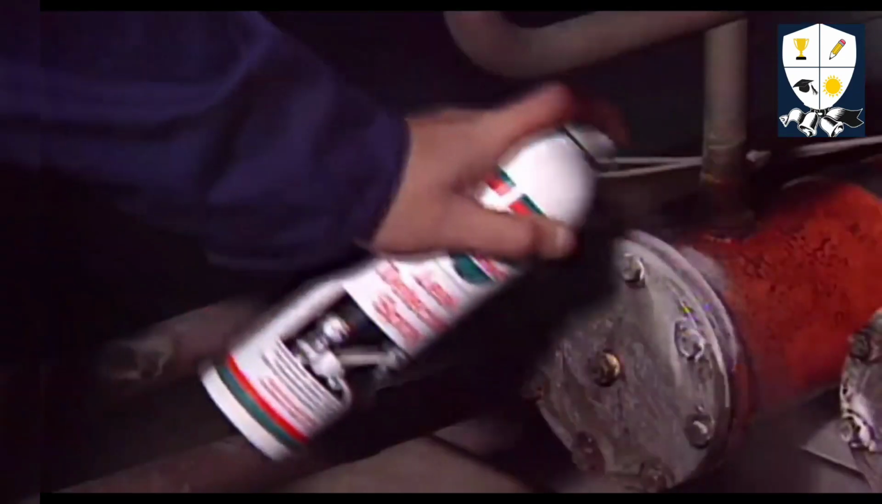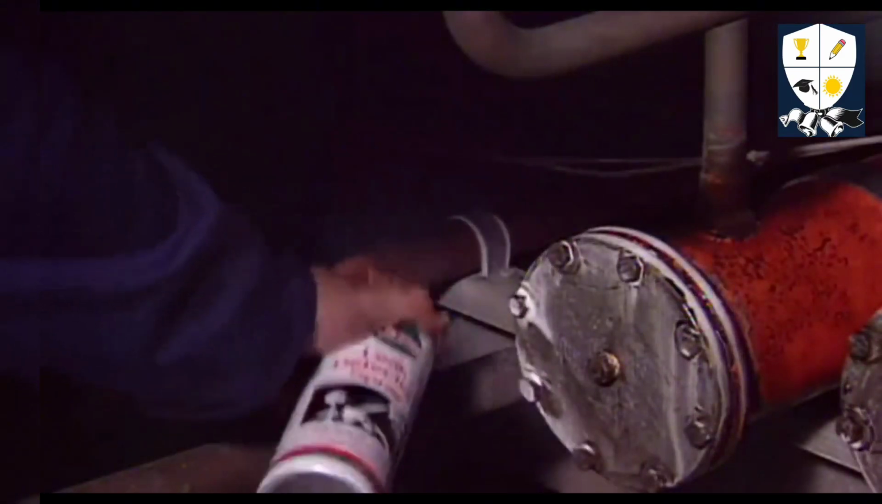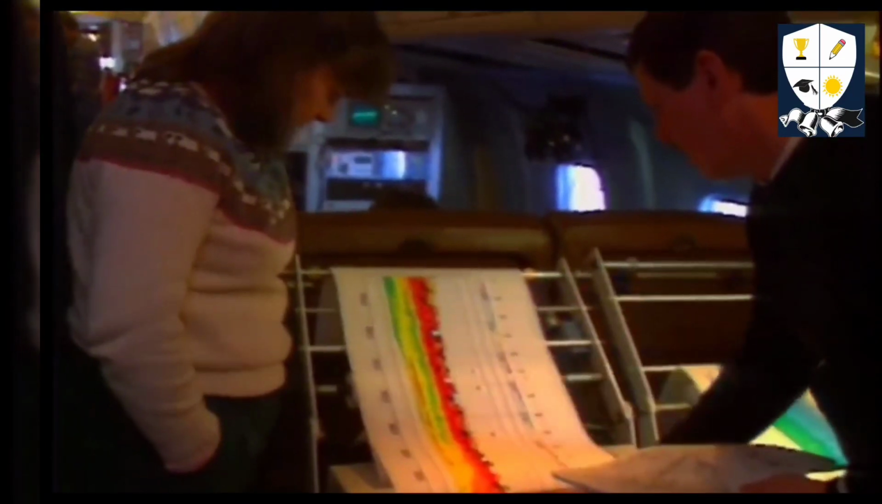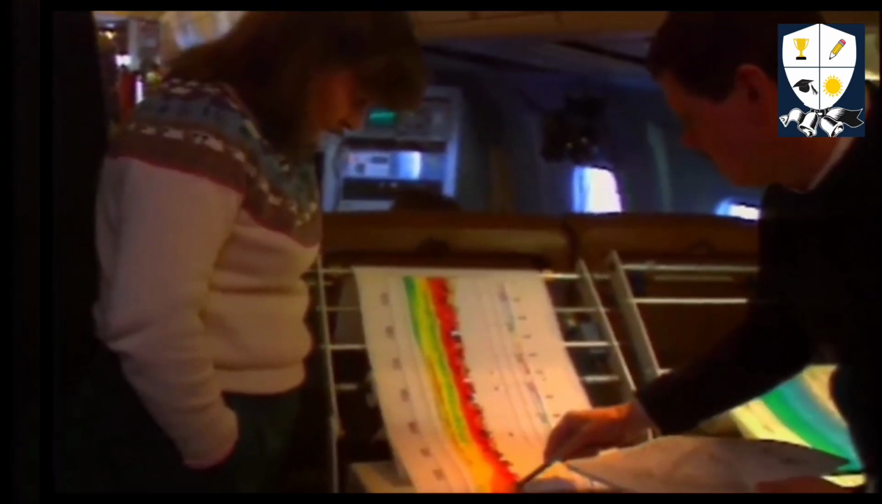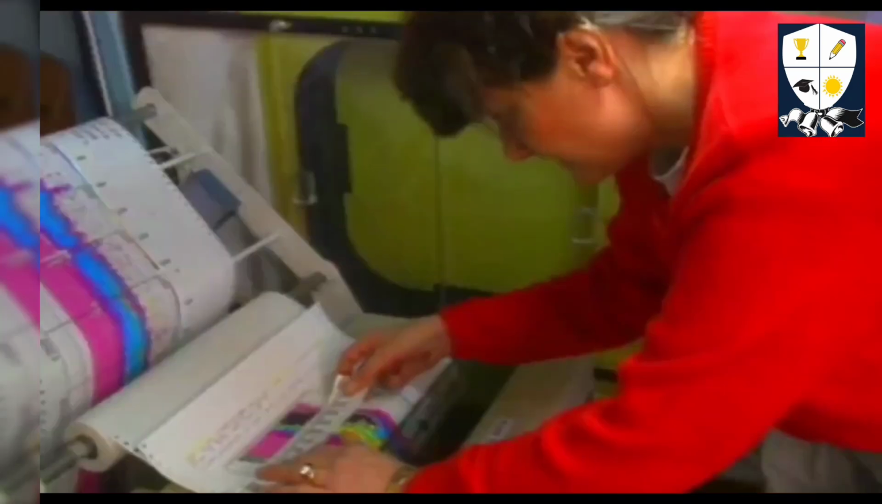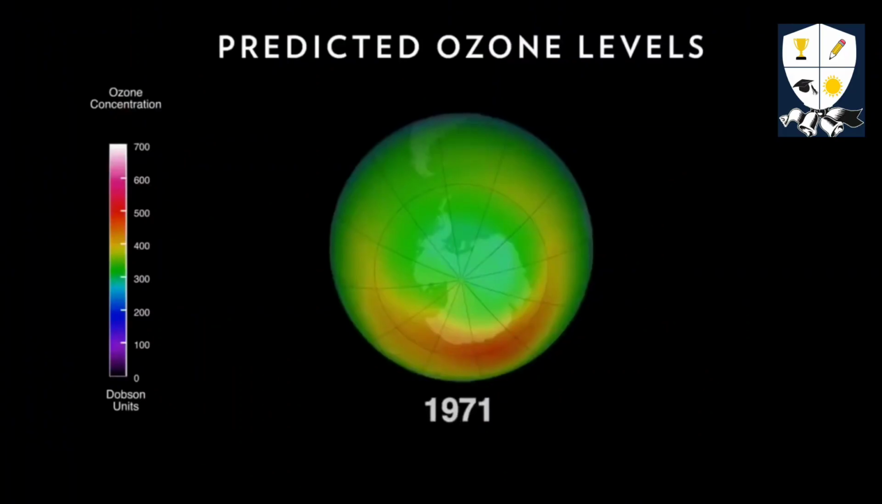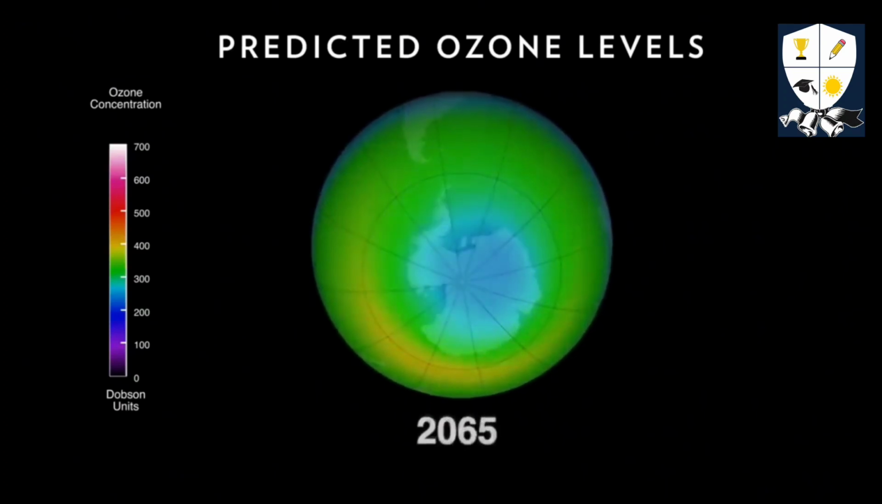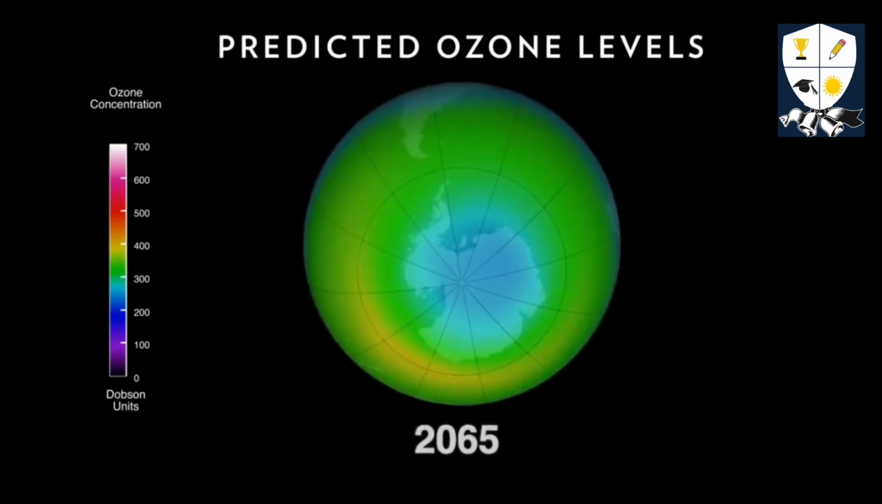Since then, the amount of chlorine and other ozone-depleting elements in the atmosphere has been falling. Scientists estimate that chlorine levels will return to their natural state in about 50 years. By then, the Antarctic ozone hole will shrink to smaller than 8 million square miles.